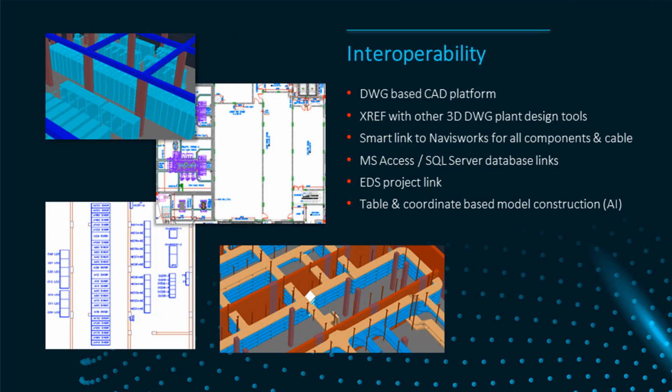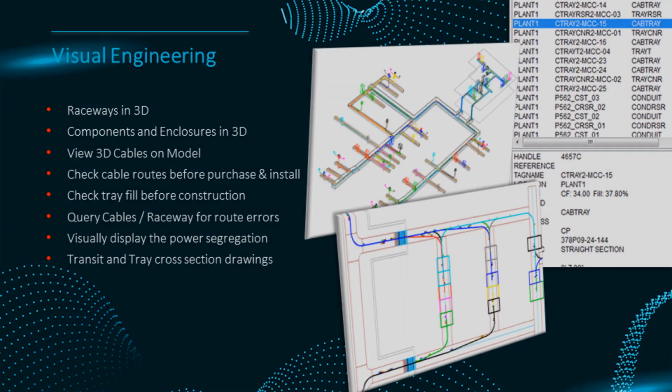Interoperability. Our philosophy is to use open data. We use Microsoft databases, Excel for spreadsheets, and DWG for CAD. We believe in visual engineering. We want you to see and check your raceways, components, and cables in 3D. You can check your cable's route in seconds before issuing it to site.